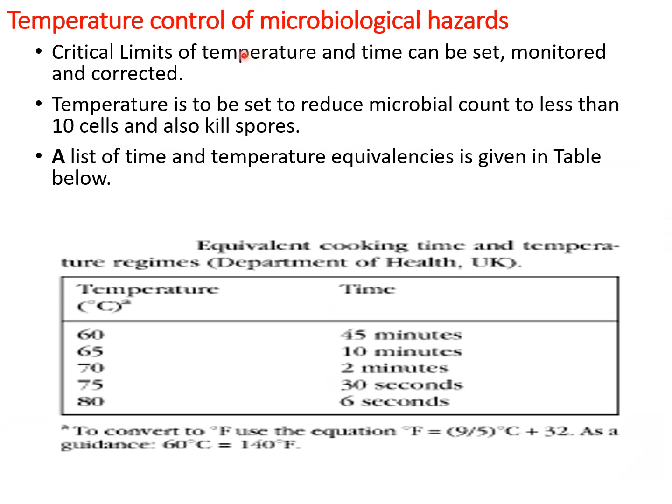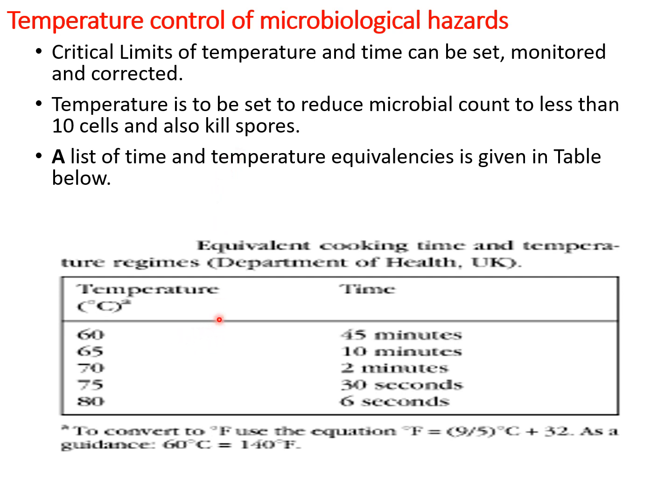Here we talk about temperature control of microbial hazards. By maintaining certain temperatures, that is the critical limit of temperature, and by exposing the food to certain times, we can definitely control the microorganisms to less than 10 cells. So if this is done, definitely you can ensure that the food is hygienic for consumption.